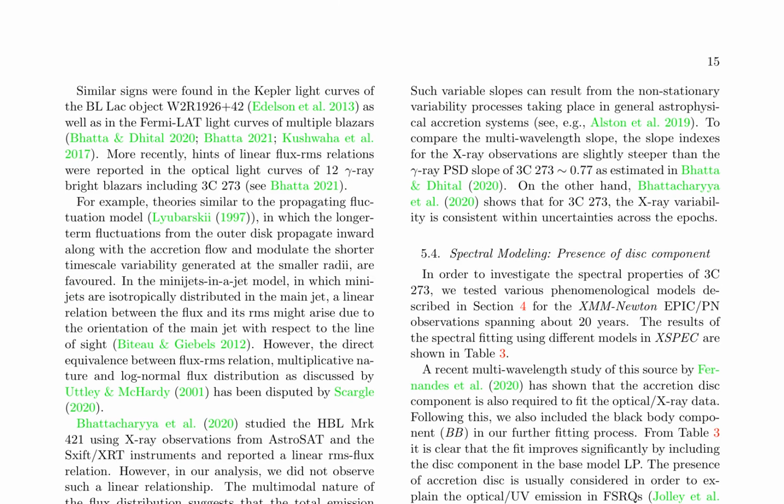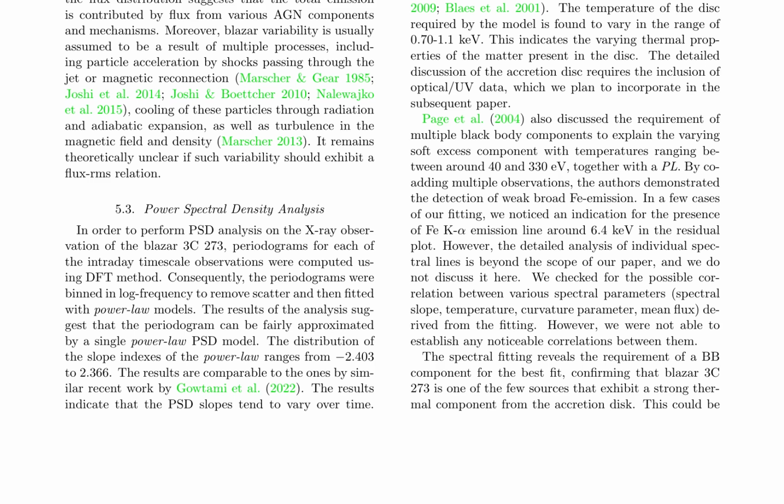The analysis of X-ray observations of the blazar 3C 273, conducted through power spectral density (PSD) and spectral modeling, reveals a power law model with varying slope indexes. This indicates non-stationary variability processes in the blazar's emission. In spectral modeling, the inclusion of a black body component significantly improves the fit, suggesting the presence of an accretion disk. The temperature of the disk varies between 0.7 and 1.1 keV, indicating varying thermal properties.